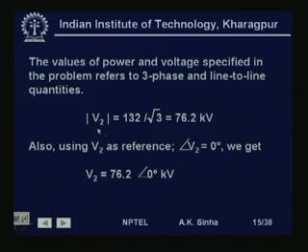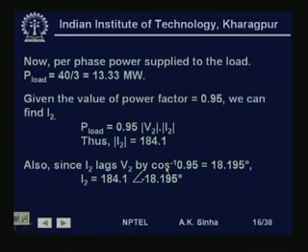Therefore, we will convert all the line-to-line voltages into line-to-neutral voltages and 3-phase power into single phase power, that is power per phase. Also, we will use V2, the receiving end voltage, as a reference. Therefore, the angle of V2 we will take as 0 degree. Therefore, the phasor V2 is equal to 76.2 angle 0 degree in kilovolts, and the per phase power supplied to the load will be equal to 40, the 3-phase power, divided by 3, that is 13.33 megawatt.